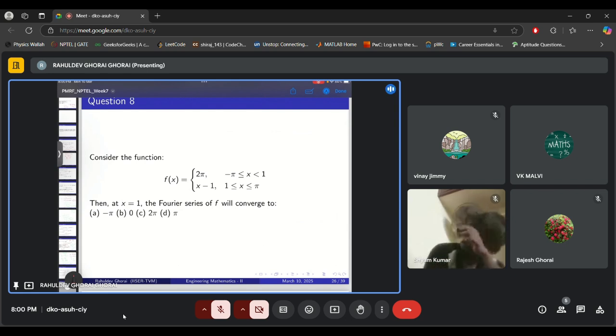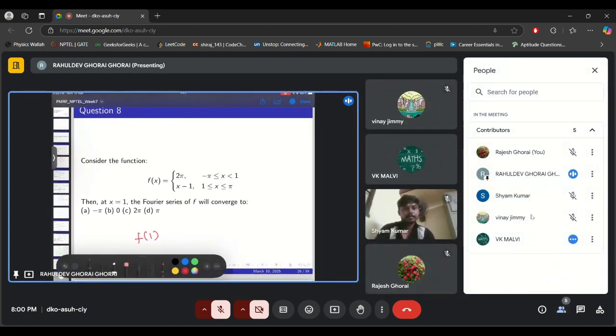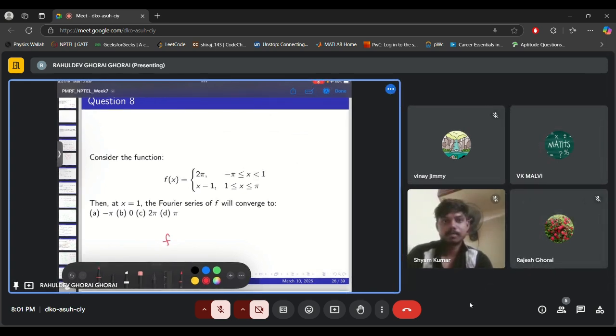So instead of finding the Fourier series of this function, there is a much easier way, which says that the Fourier series will converge to... So mainly you need to find at x equal to 1 where f will go. You do not know f of 1, right? I mean, where the Fourier series of f will converge, that will converge to f of 1 minus plus f of 1 plus, over 2.